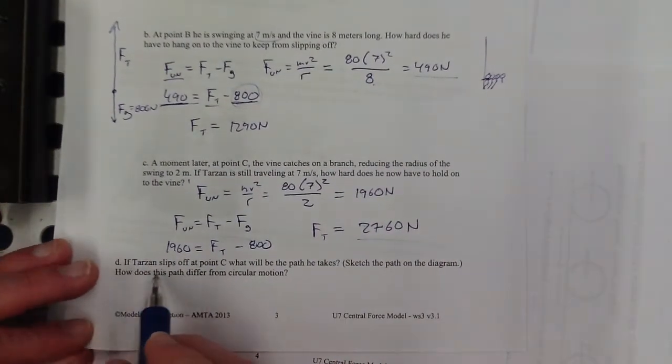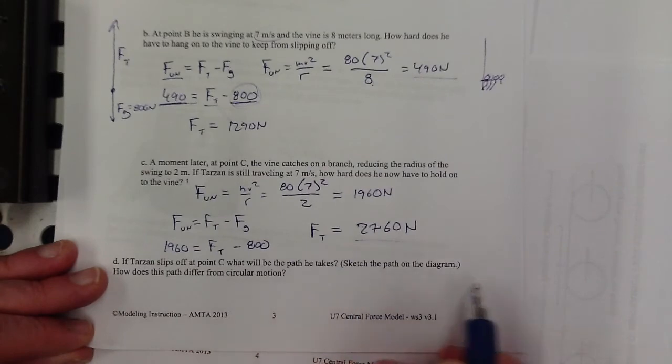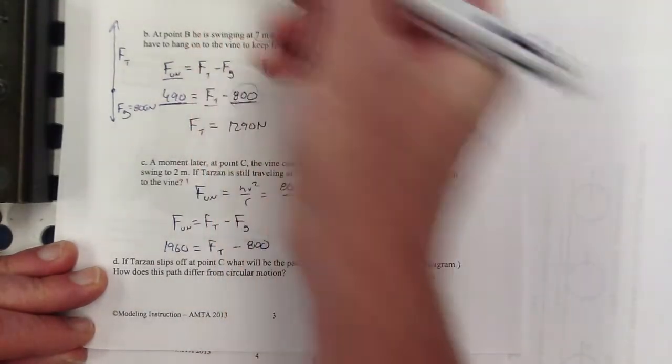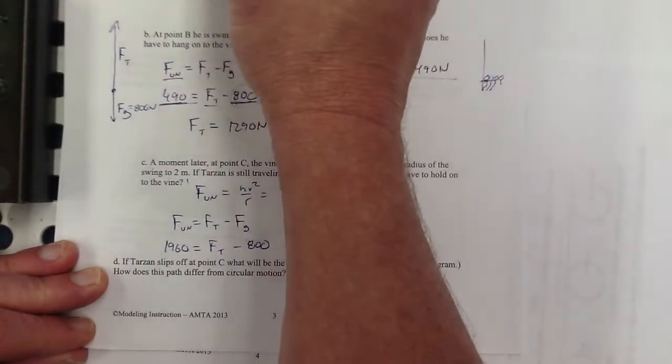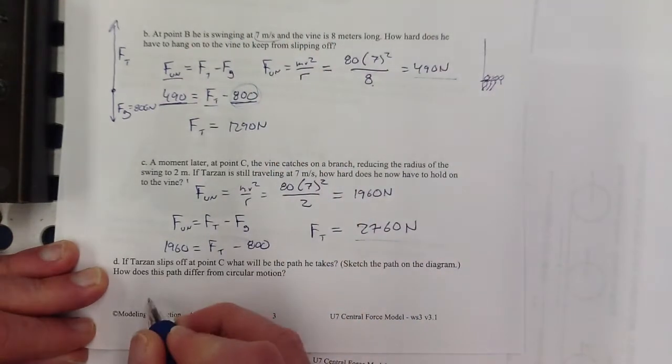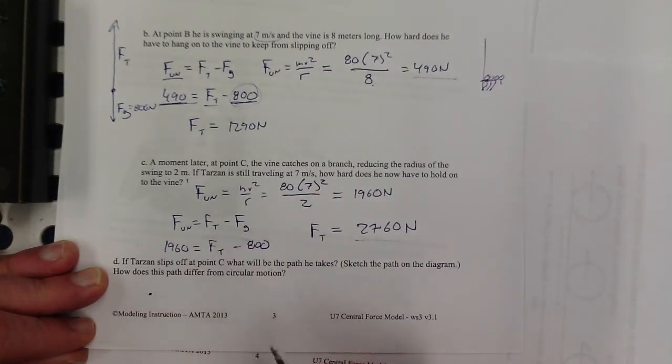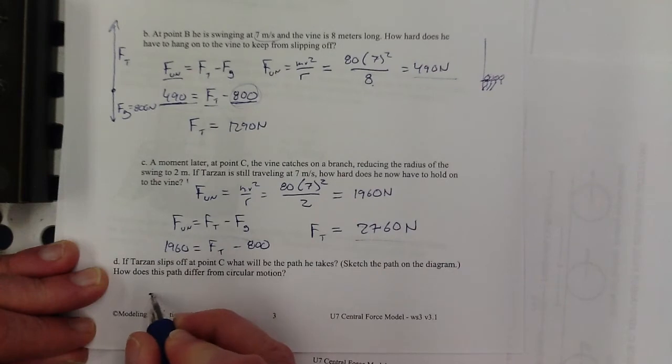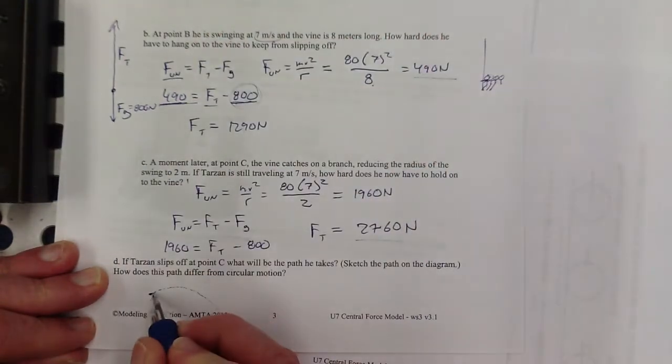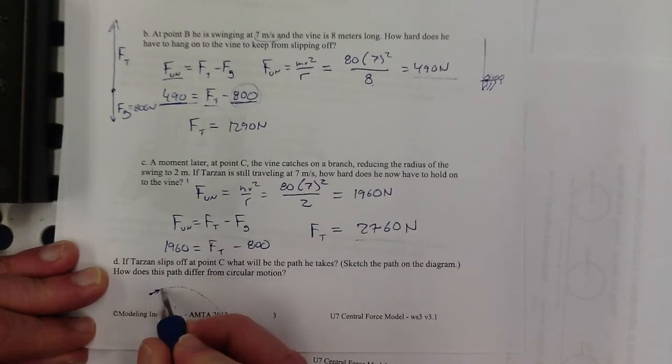And then part D, if Tarzan slips off at point C, what path would he take? If he slips off here at C after he's gone slightly up there, then it's kind of a throwback to Unit 6. He would just become a projectile and follow a parabolic path like that. At point C, he would be very slightly going up. So it would be like he had an initial launch, an angled launch like that.